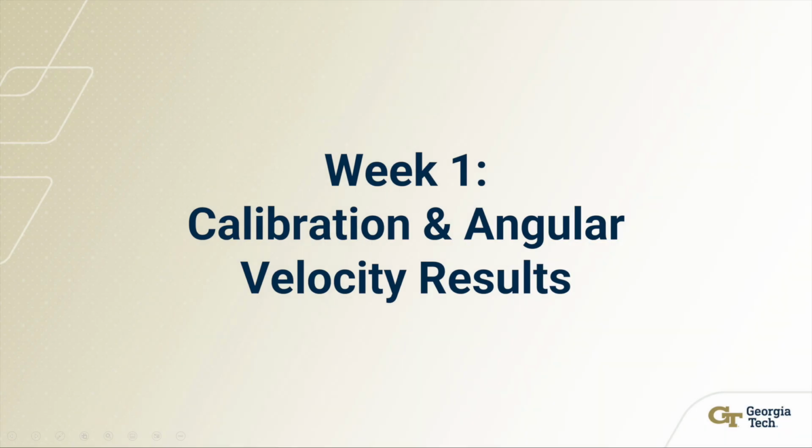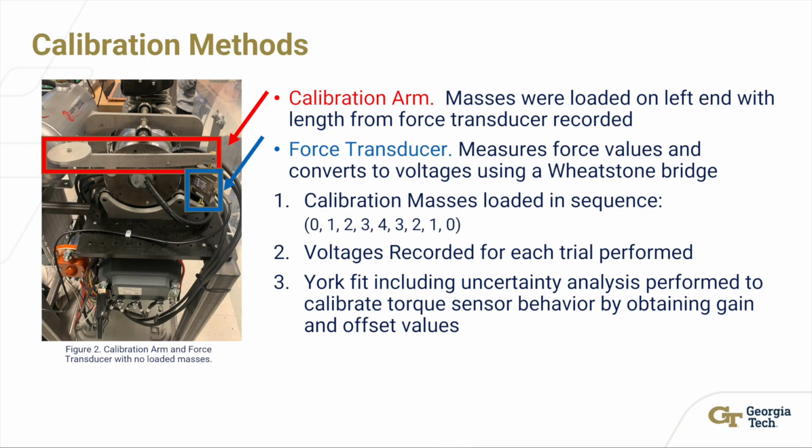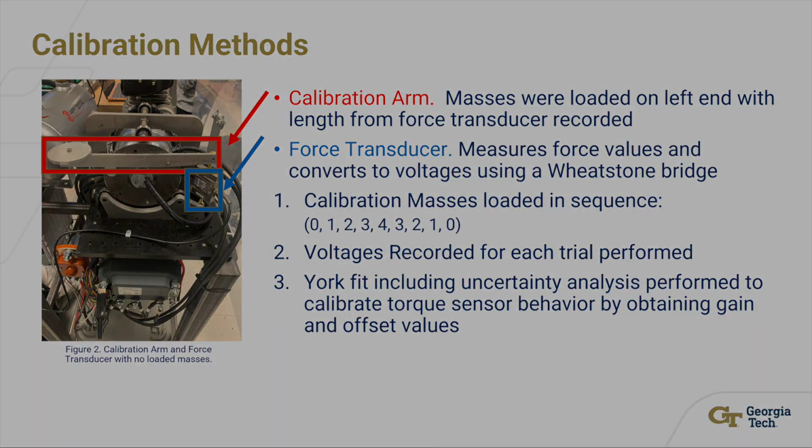Now we will be presenting calibration and angular velocity results from week 1. To calibrate the force transducer, the moment arm was progressively loaded from 0 to 4 masses, then progressively unloaded one by one. Each mass weighed approximately 0.226 kilograms. A voltage was recorded at each stage. A York regression was then performed on voltage versus torque data to obtain the gain and offset values.